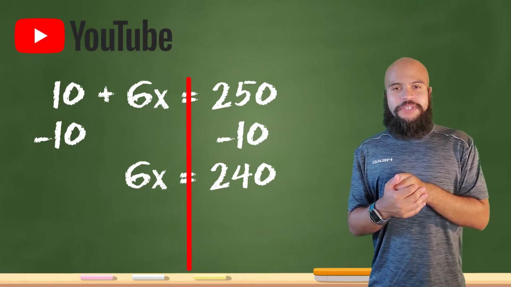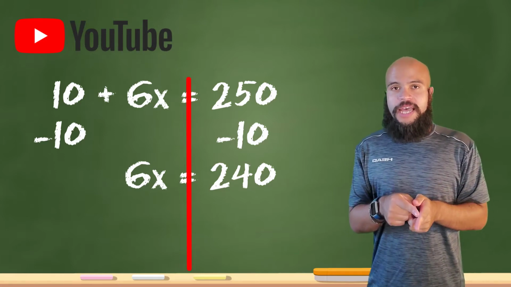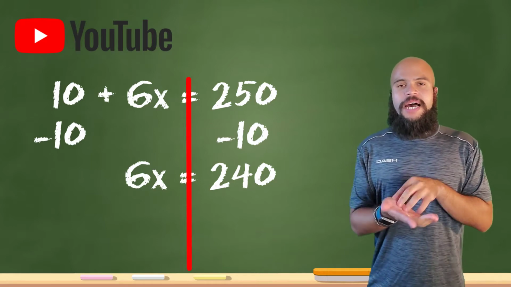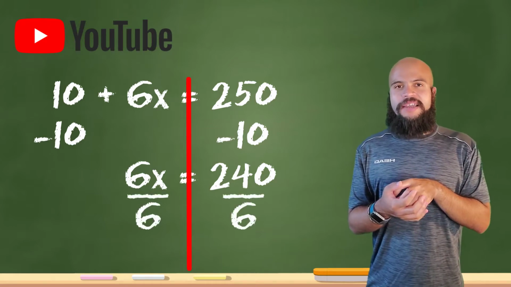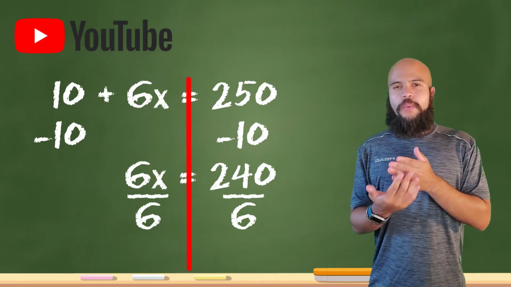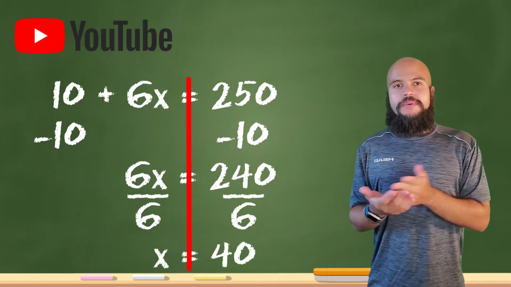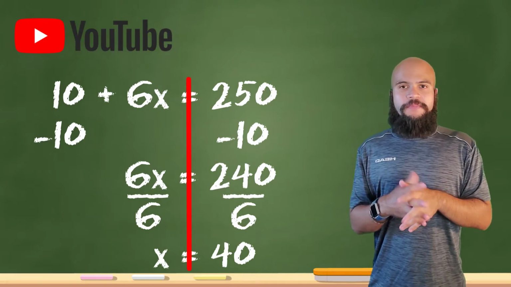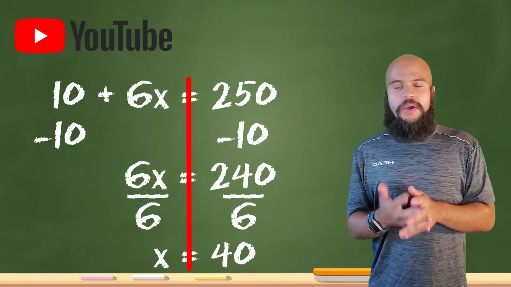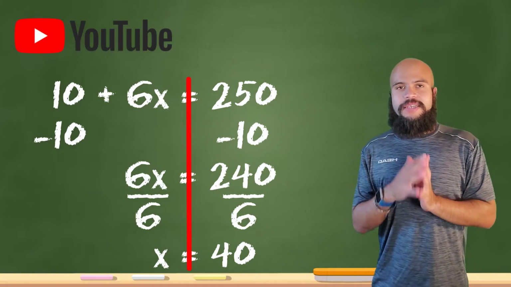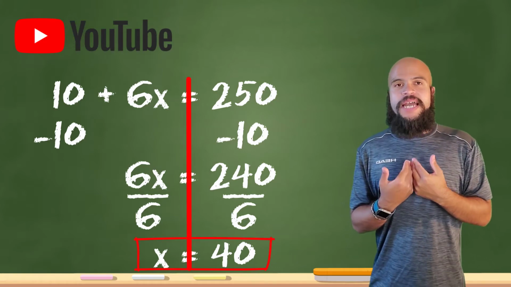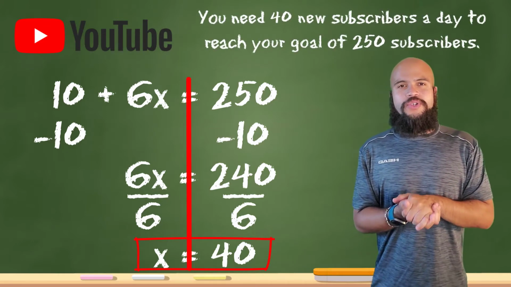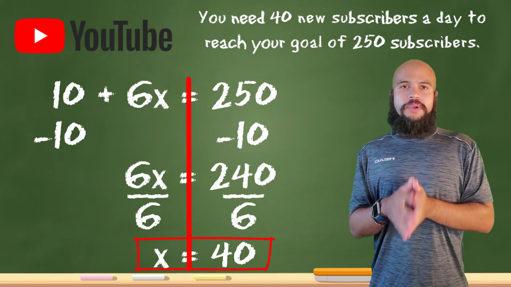The 6 is a coefficient, which is being multiplied to x. And since the inverse of multiplication is division, I'm going to divide both sides of this equation by 6. This will lead to having one x on the left side, which is great because now I've isolated x, and it will lead to 40 on the right side of my equation. Our solution then is x equals 40, which means you need an average of 40 new subscribers a day for the next 6 days in order to end your first week with 250 subscribers.